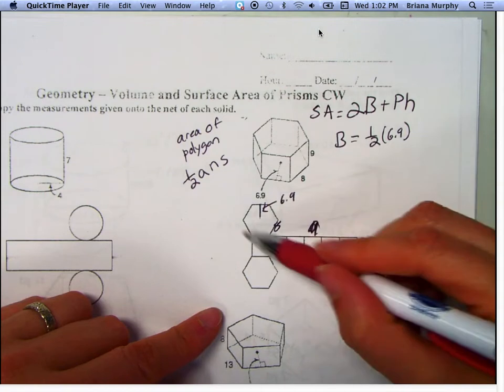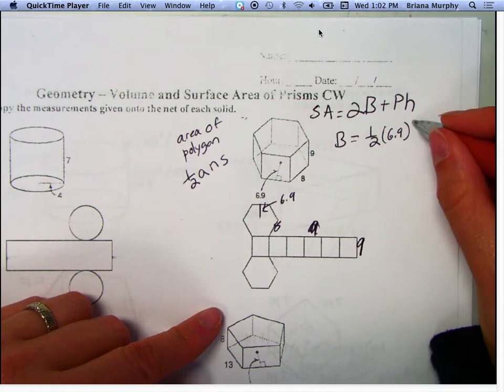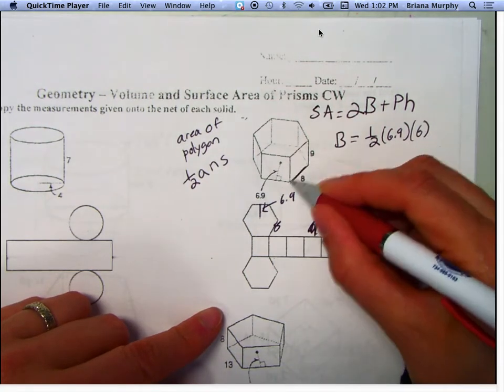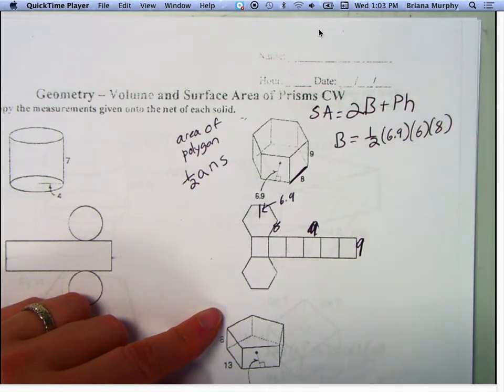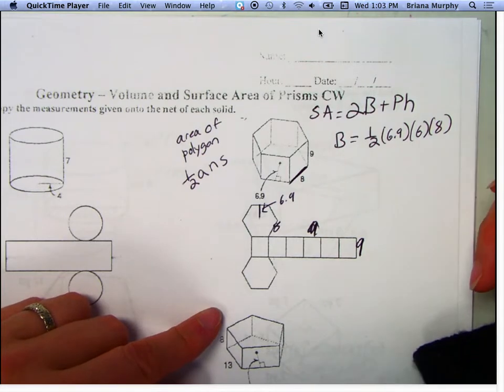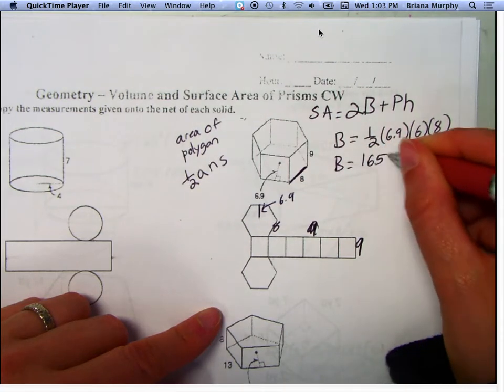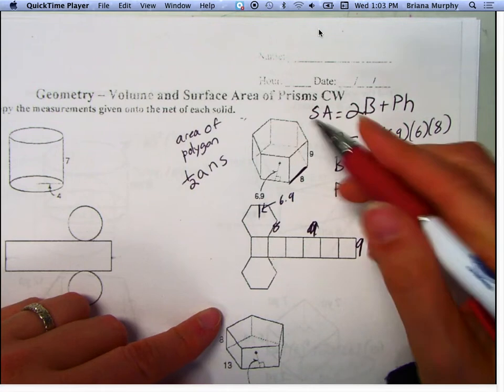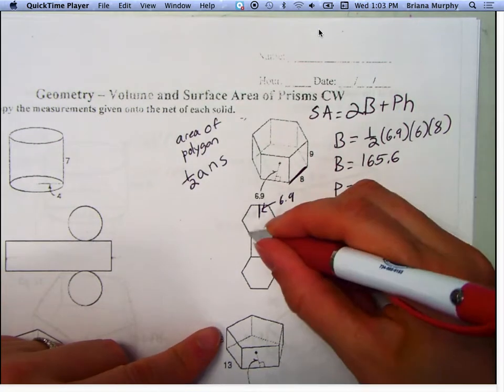How many sides does this have, just the base? 6. What's the length of each side? 8. And we plug that into a calculator, and we find that so B equals 165.6. What's the perimeter of just my base? And how would I figure that out? What's the perimeter? If I walk all the way around this.